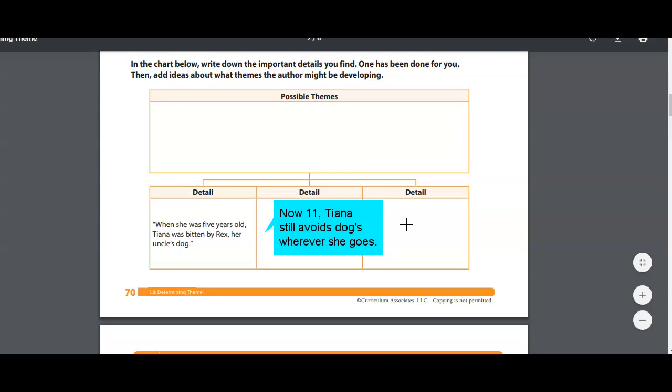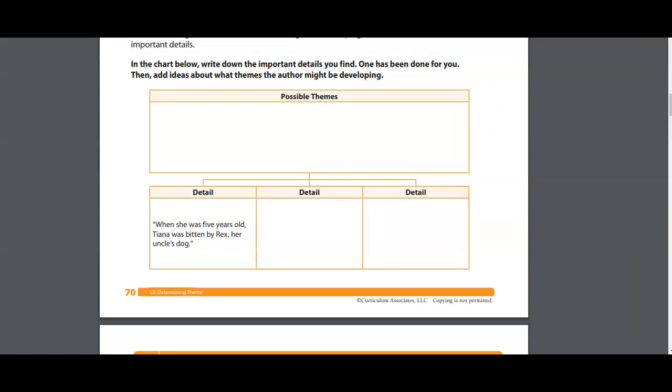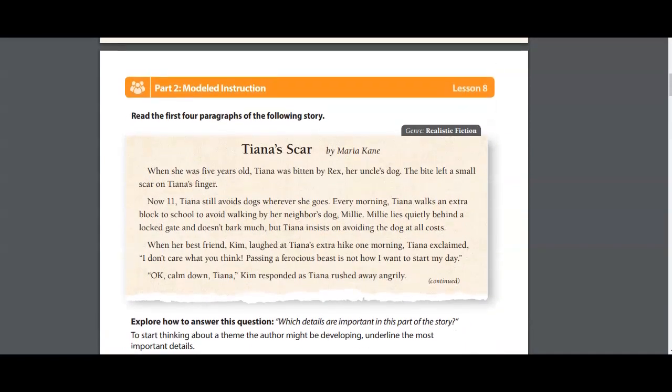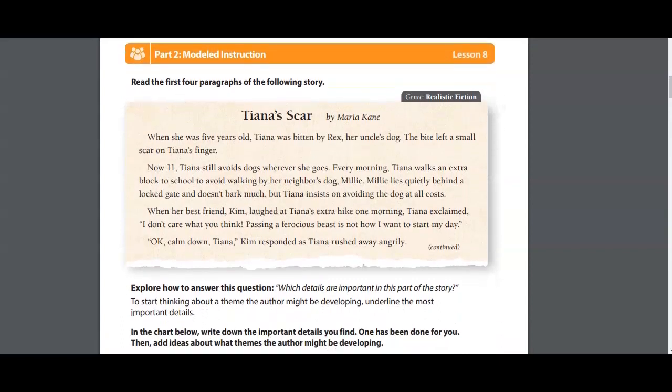I'm going to let you write that last detail in the comment section. And in order for you to receive credit, you have to fill in the last detail on your own. Here's the story. And in order to receive full credit, make sure you give me one more detail. Thank you. This is our mini lesson for today.